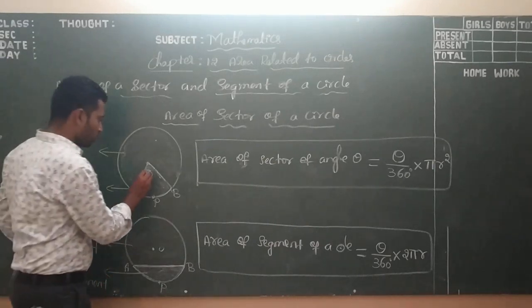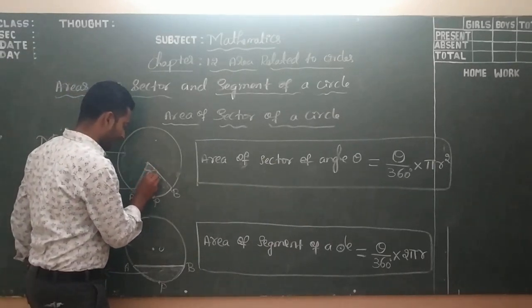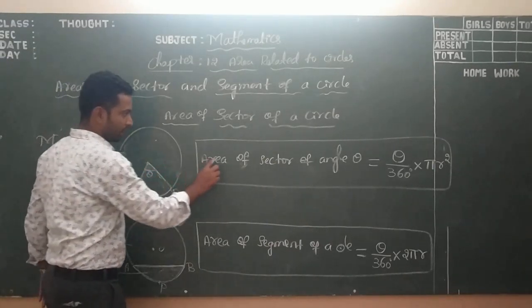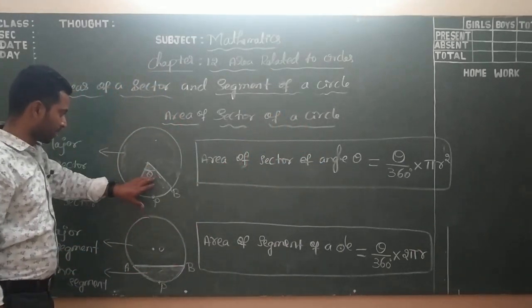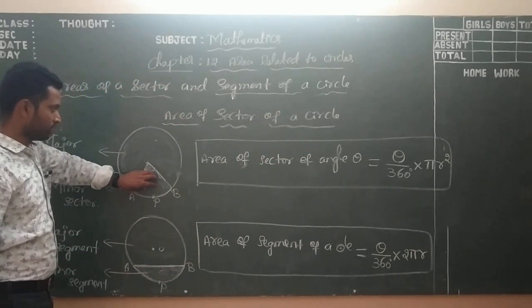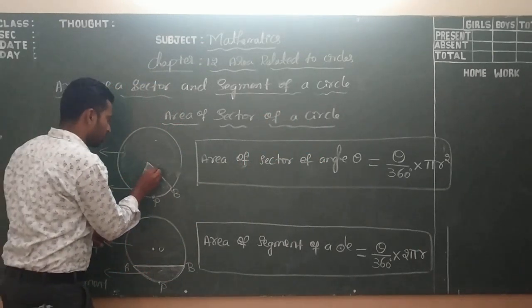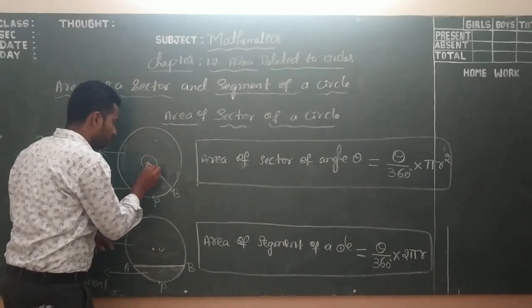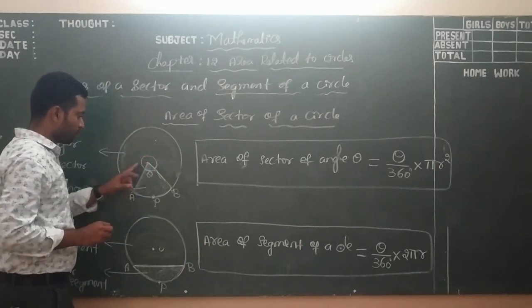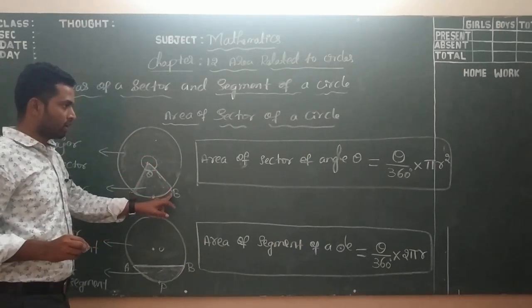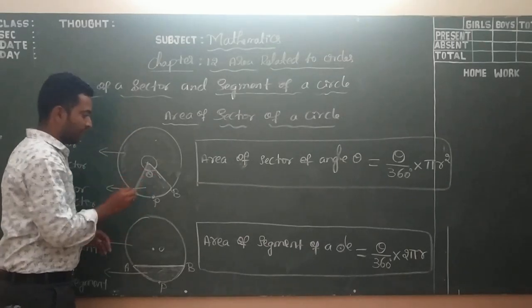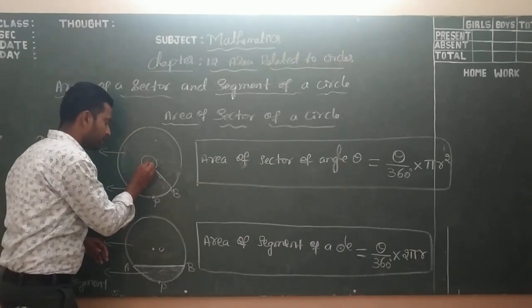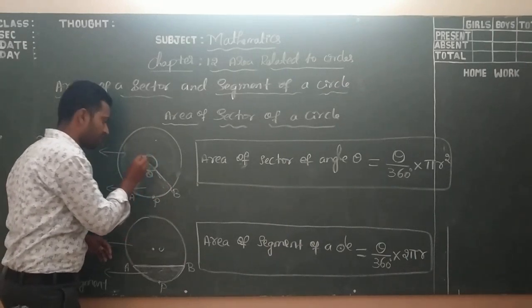See, if we know this angle theta, we can calculate the area of the sector of an angle theta. We can calculate this area. If you don't know this angle formed by these two radii, we can calculate if we know this theta. If this angle is not given. Okay.